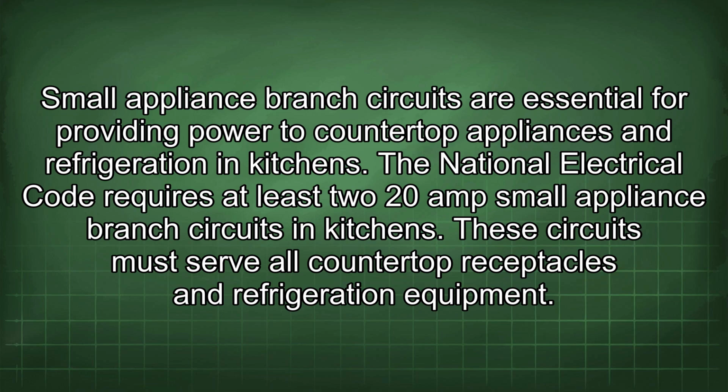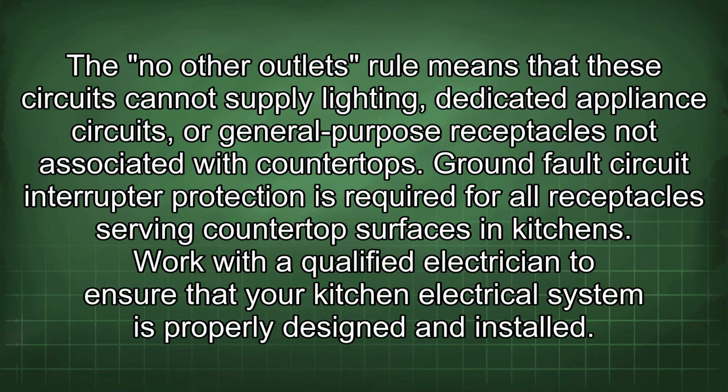Here's a summary of key points. Small appliance branch circuits are essential for providing power to countertop appliances and refrigeration in kitchens. The National Electrical Code requires at least two 20 amp small appliance branch circuits in kitchens. These circuits must serve all countertop receptacles and refrigeration equipment. The no other outlets rule means that these circuits cannot supply lighting, dedicated appliance circuits, or general purpose receptacles not associated with countertops. Ground fault circuit interrupter protection is required for all receptacles serving countertop surfaces in kitchens.